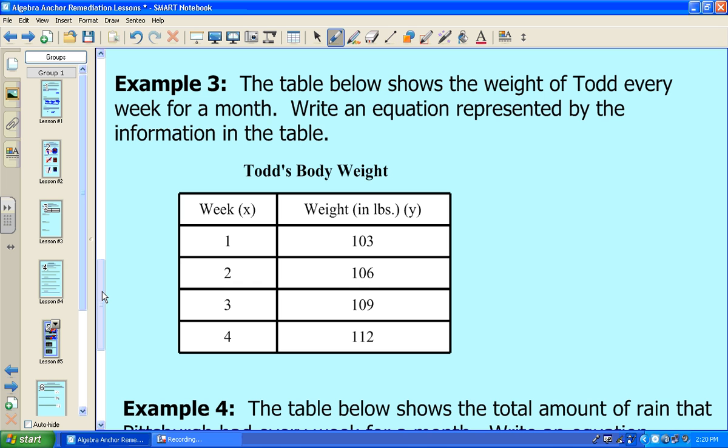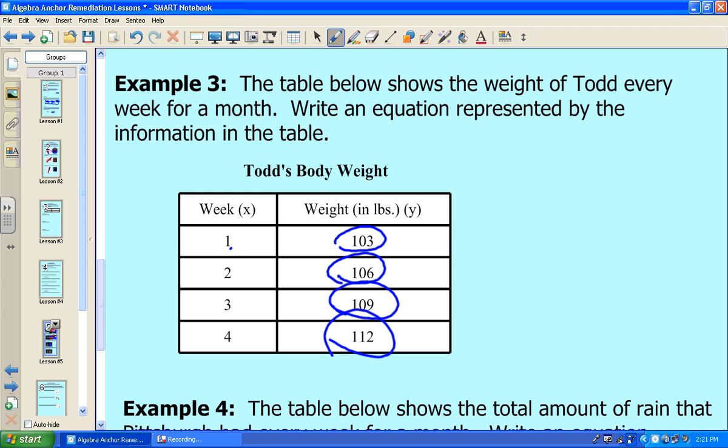Example 3. The table this time shows the weight of Todd every week for a month. Write an equation represented by the information in the table. Okay, this talks about Todd's body weight. At week 1, he weighs 103 pounds. Week 2, he weighs 106. He must be eating those hamburgers. Week 3, he weighs 109, this time hot dogs. And week 4, he weighs 112 pounds. He must have had a lot of birthday cake that week. Okay, he is now up to 112 pounds.